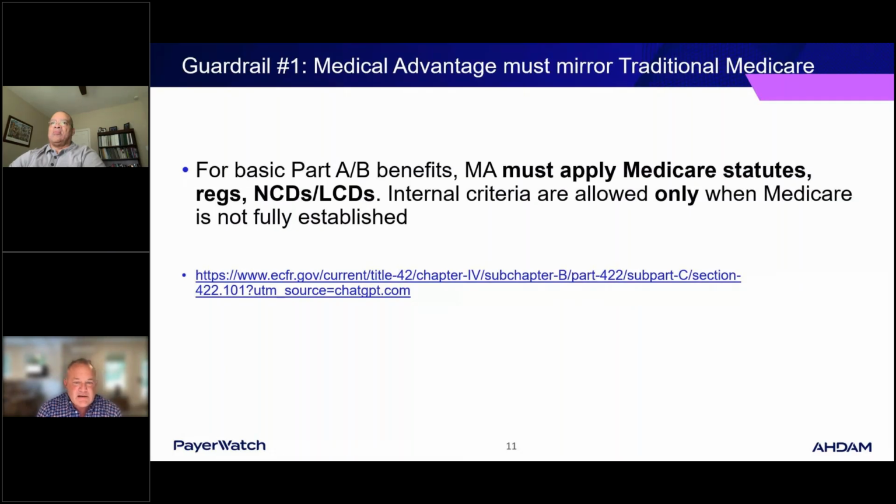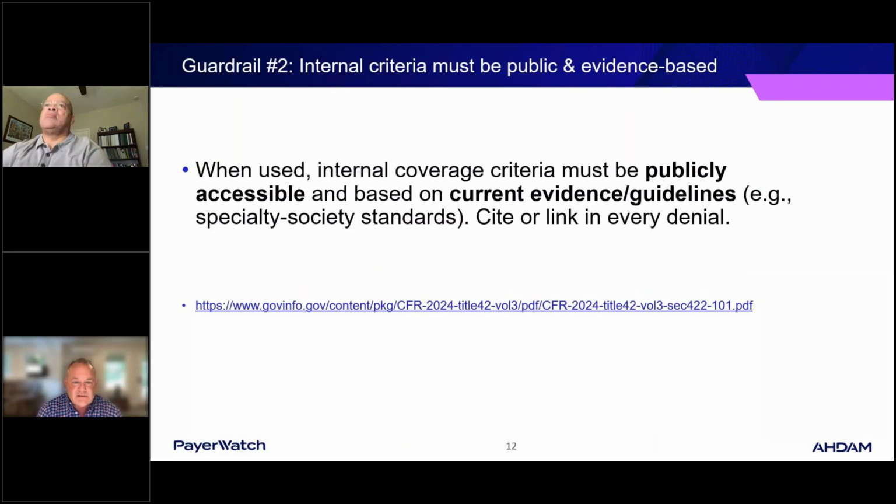This, I think, is significant. All too often, we see clinical validation audits come across, and they may make a broad allegation, such as, "Based on our review, this diagnosis is not substantiated." That is something that needs to be challenged. And when used, internal coverage criteria must be publicly accessible. It can't be hidden behind a paywall on the payer's website.